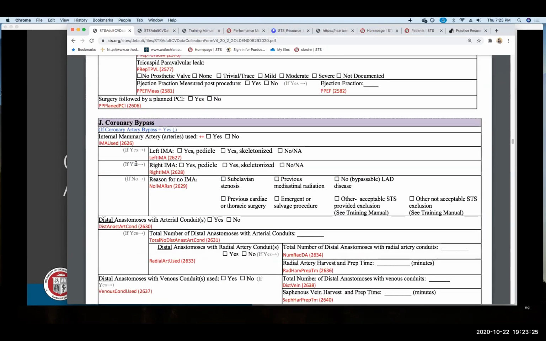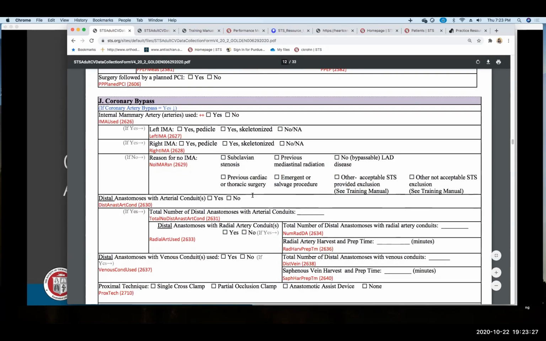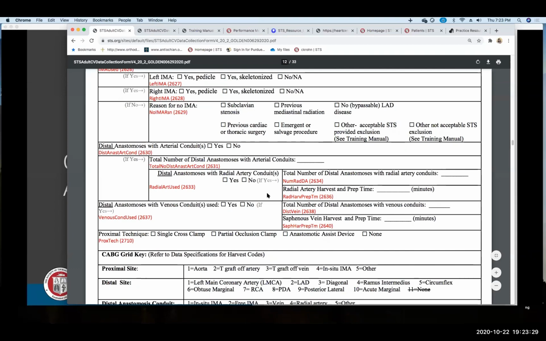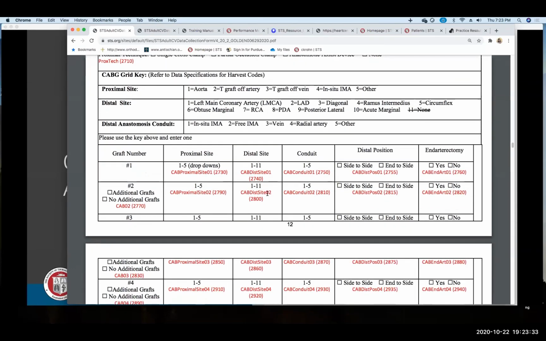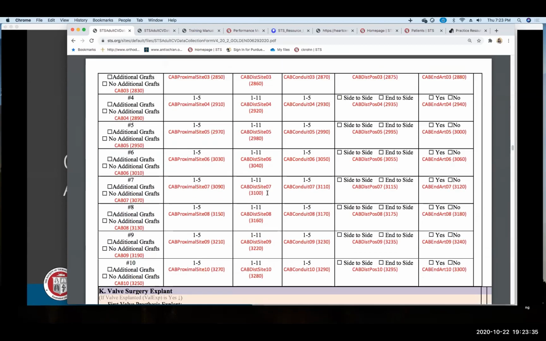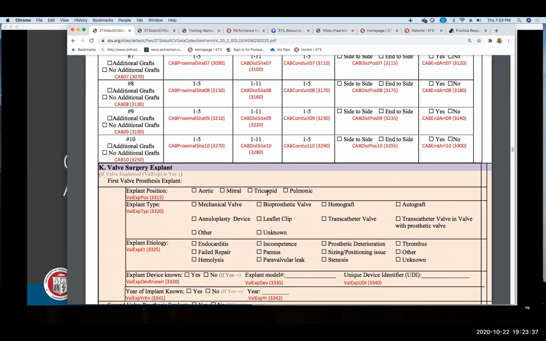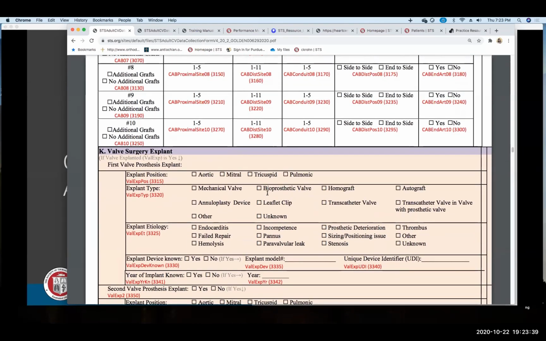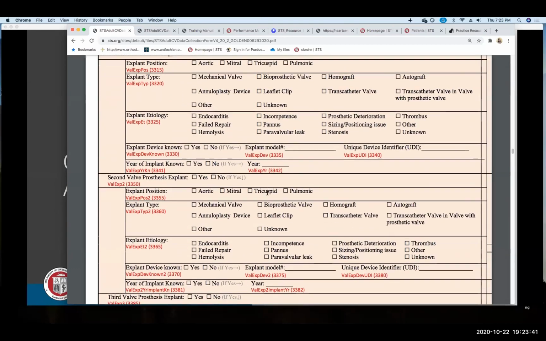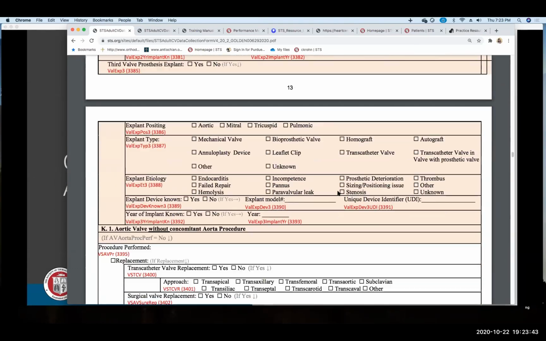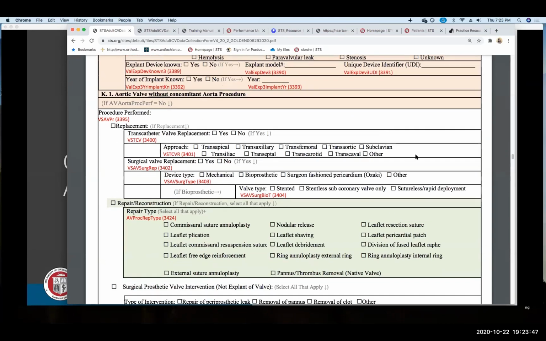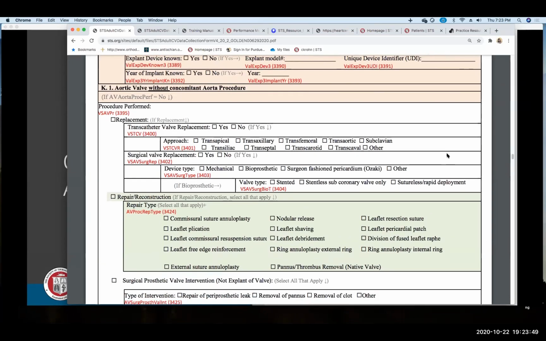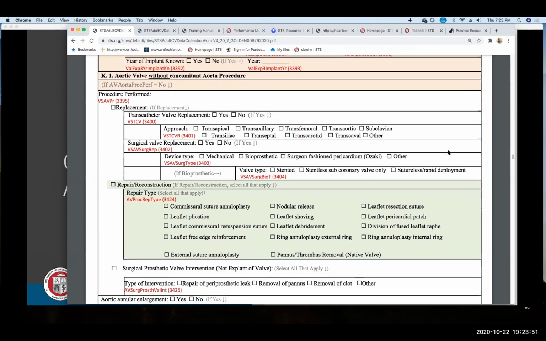We have a section on the coronary bypass, and it's just asking your anastomoses, where those anastomoses went, what type of graft material was used. And then we get into the valve surgery section, which we first collect if a valve was explanted, and then we collect information on aorta, mitral, tricuspid, and pulmonic. Similar questions for each section.